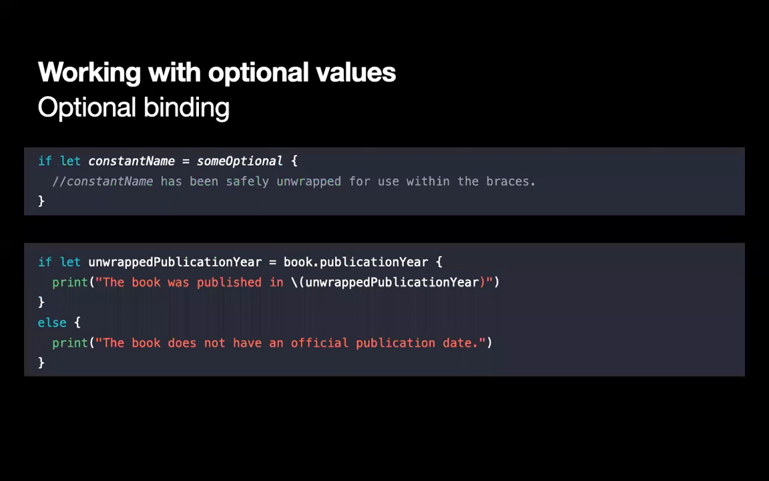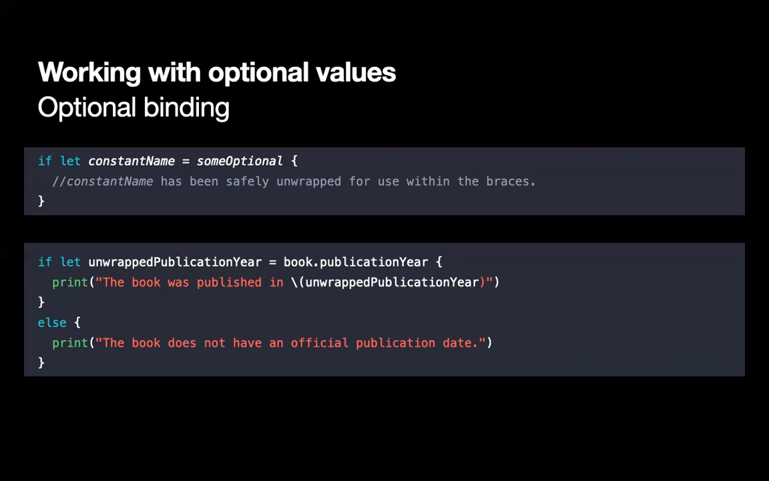So the next method we can use for unwrapping the optional value is optional binding. In case of optional binding, you can use two methods. The first one is by using if let and the second is by using guard let. So first we will see the if let.